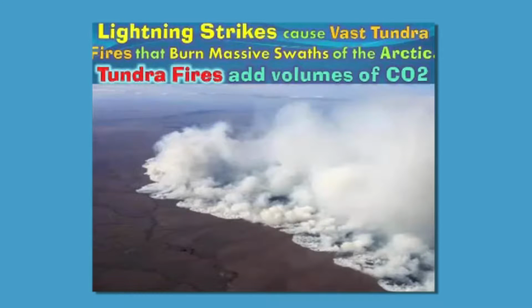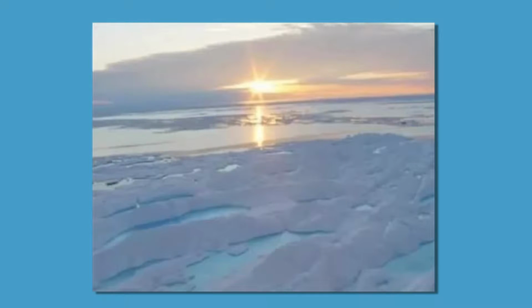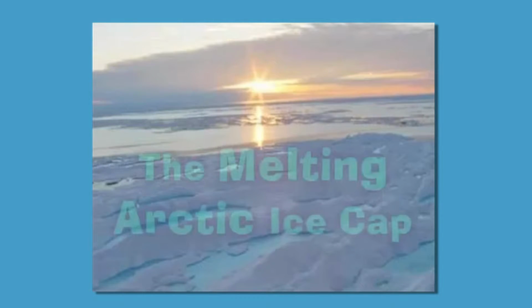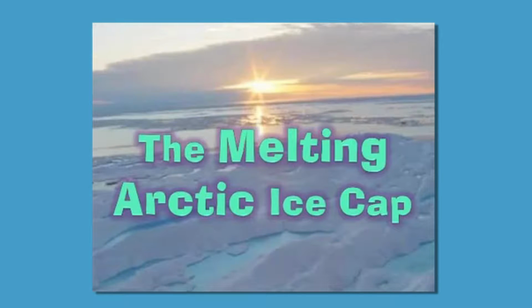Some of these fires are huge. Would you please take a look at this? This is a tundra fire up in Alaska, and these tundra fires are just so strong, and they're hard to put out as well because there's a lot of combustible material that goes very deep. These tundra fires add volumes and volumes of CO2 to the atmosphere, and a lot of this soot settles on the poor Arctic. All of this is melting our Arctic ice cap.